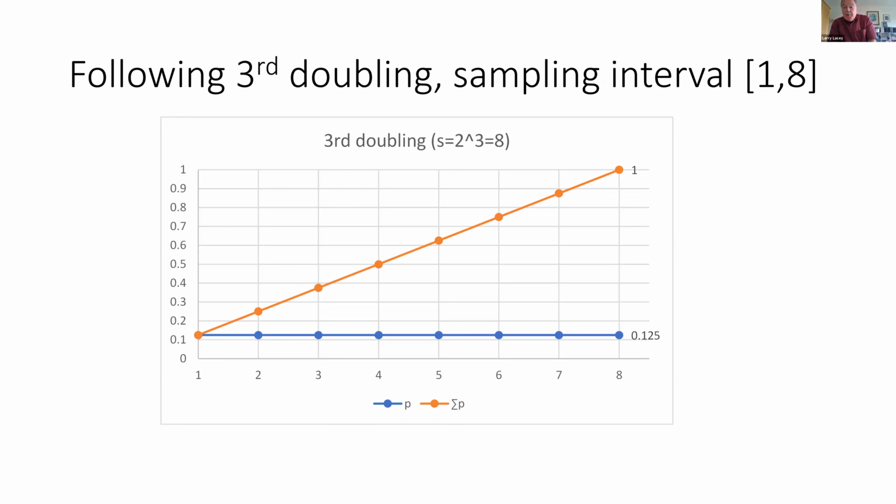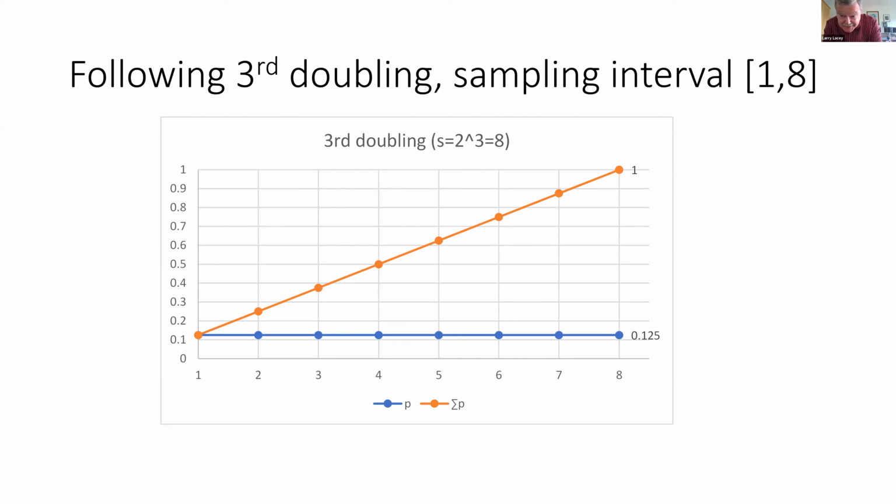Okay, let's do a third doubling of the sample space. We've now gone to a sampling interval of 1 to 8: 1, 2, 3, 4, 5, 6, 7, 8. The probability has now declined to 0.125, 1 over 8. As I said, this is the third doubling, so the size of the sampling space is 2 to the power of 3, which is 8.